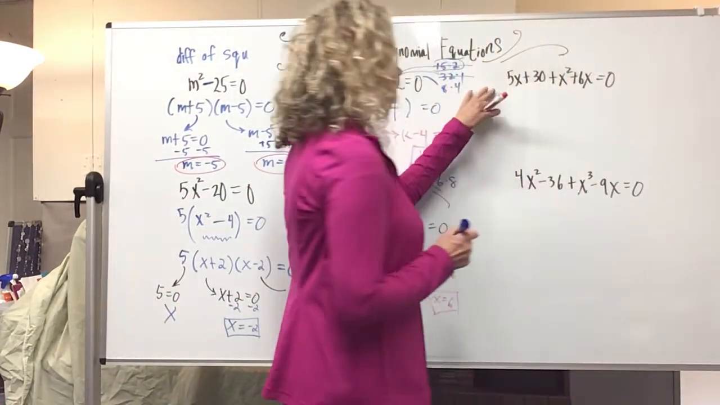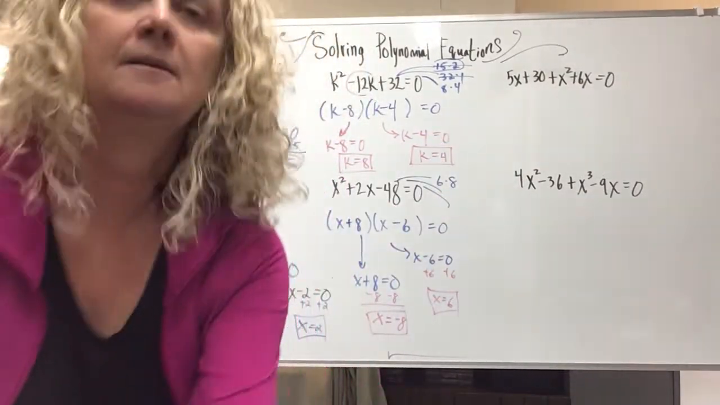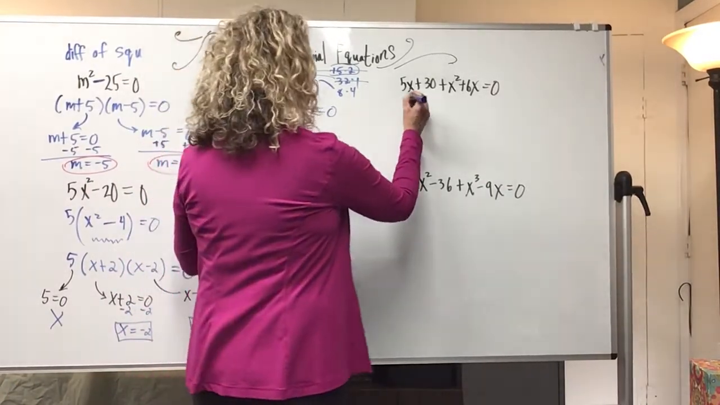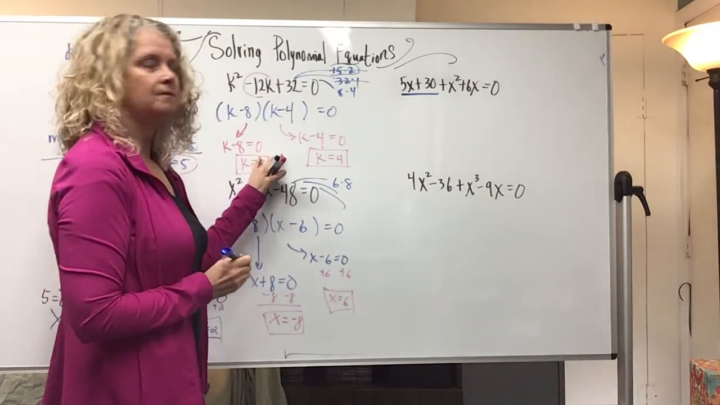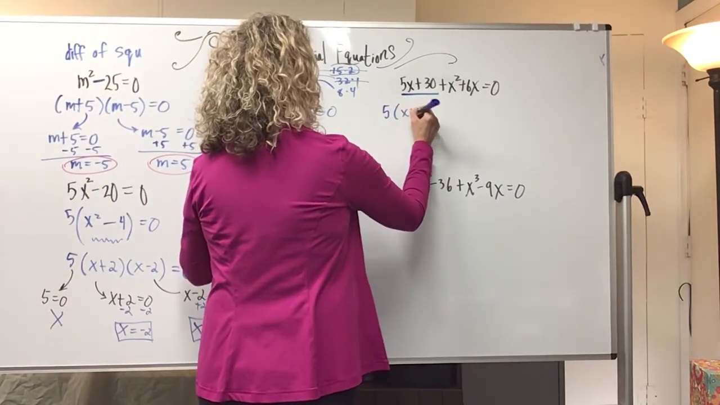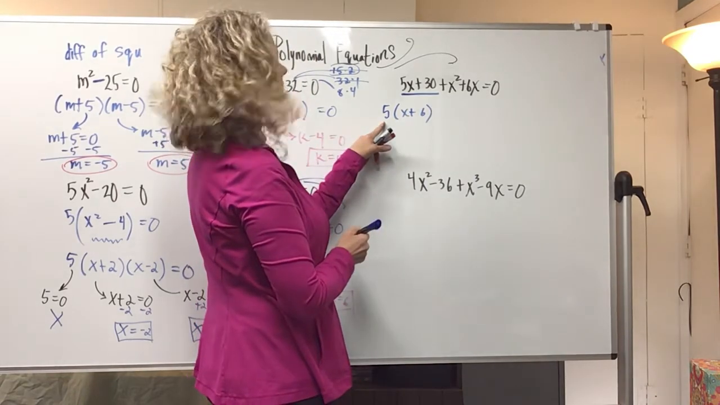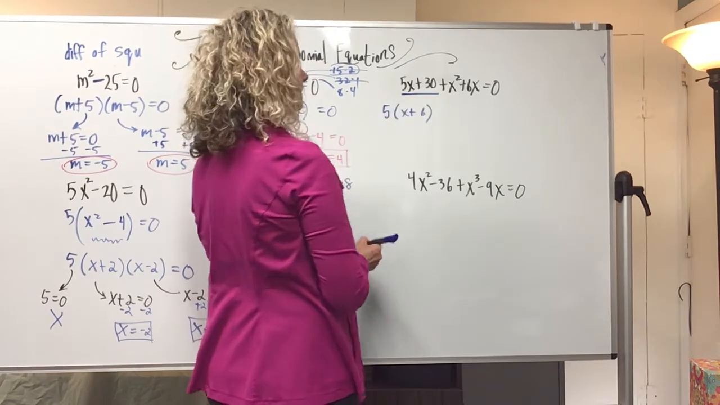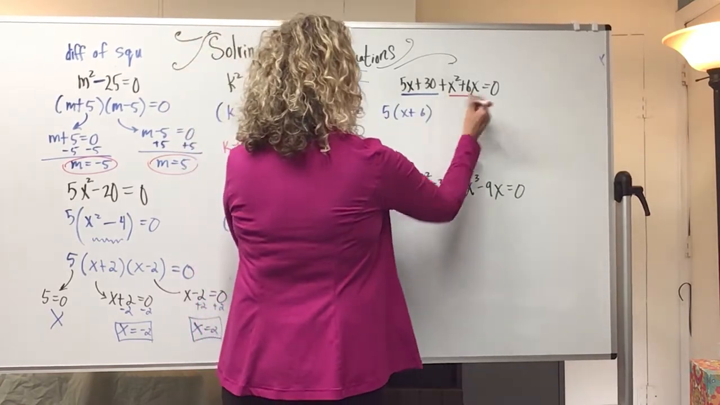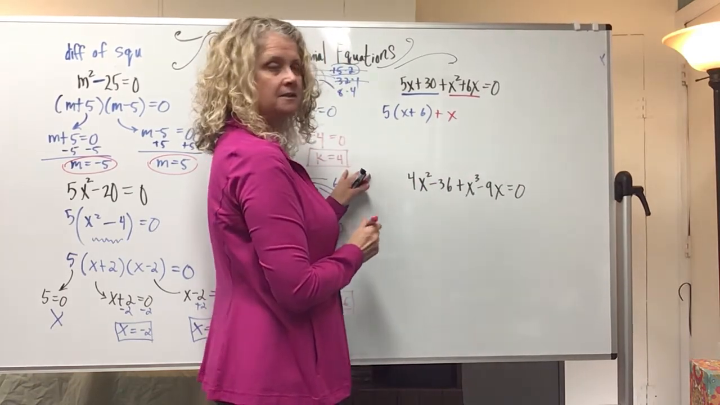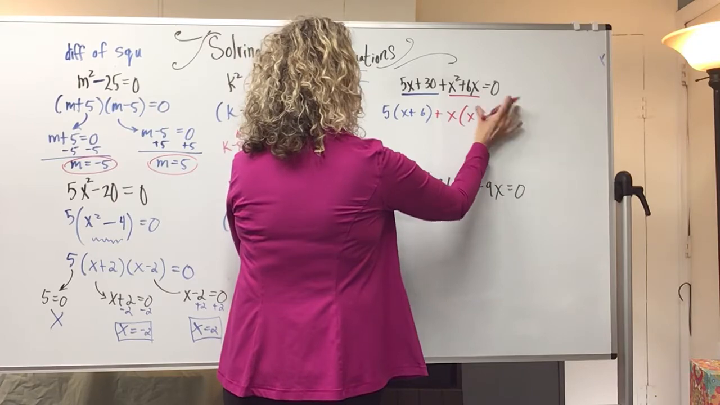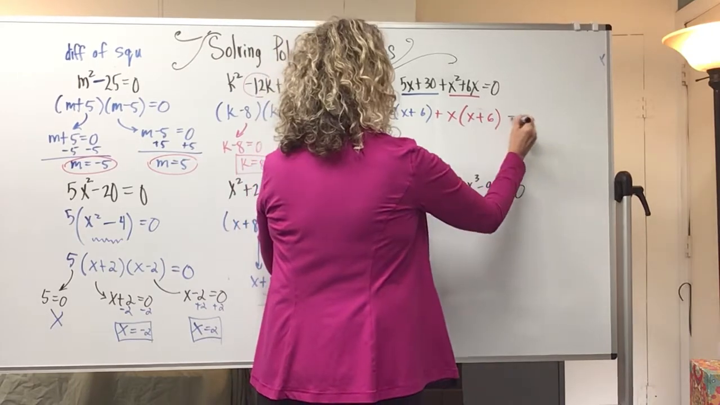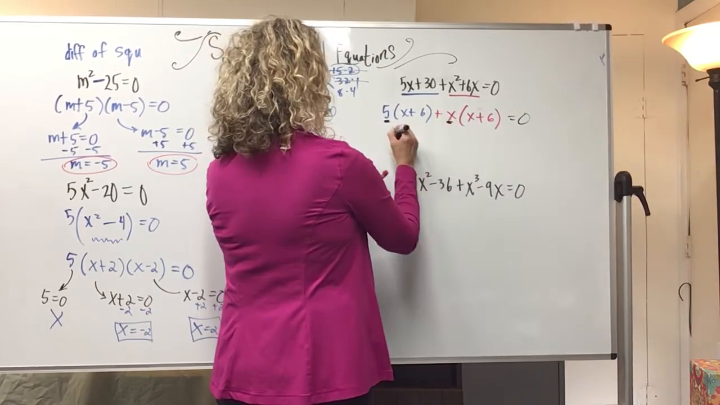Okay, so 4 terms is factored by grouping. Let me move it so you can see. Looking at the first 2 terms, we can pull out a 5. And notice if we were to distribute that, we get 5 times x is 5x, 5 times 6 is 30. Looking at the next 2 terms, we can factor out an x, and that gives me an x plus 6. Now you take the two that are all alone.